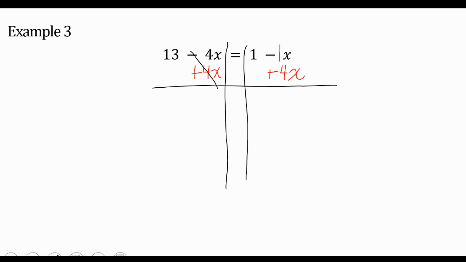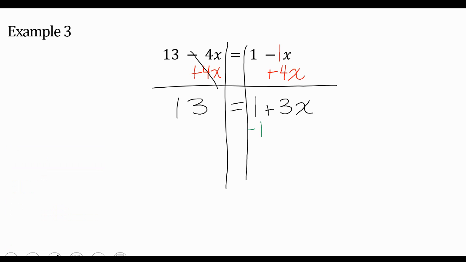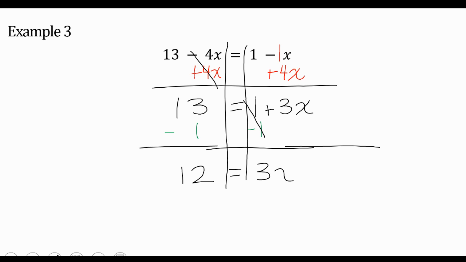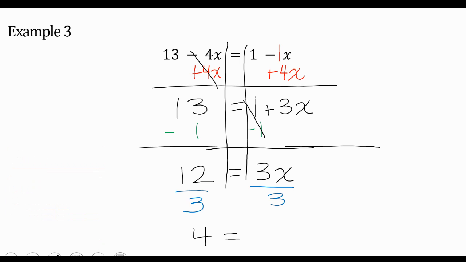So now these cancel, and we're left with 13 equals 1. Negative 1 plus 4 gives us positive 3x. Okay, let's isolate that variable even further by moving that constant. Remember, the number without the variable. These cancel. 13 minus 1 is 12. We get 12 equals 3x. Now let's divide by 3 on both sides. We get 4 equals x. Okay, because those cancel. So x is equal to 4.